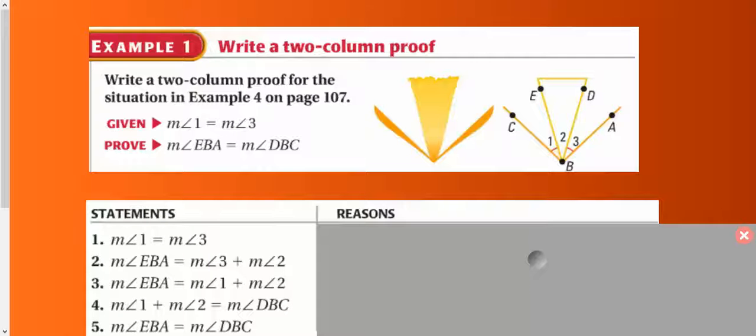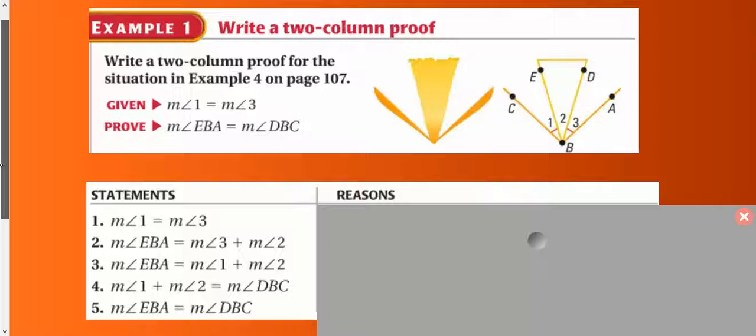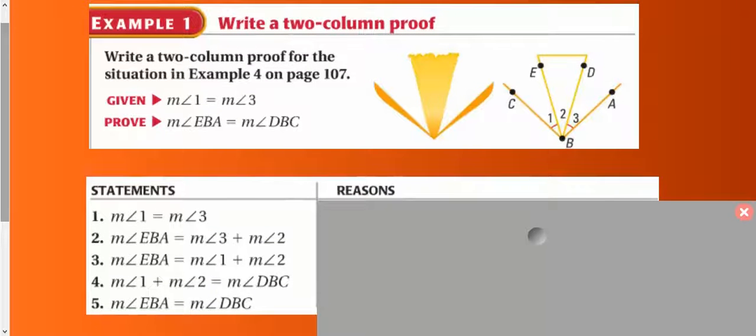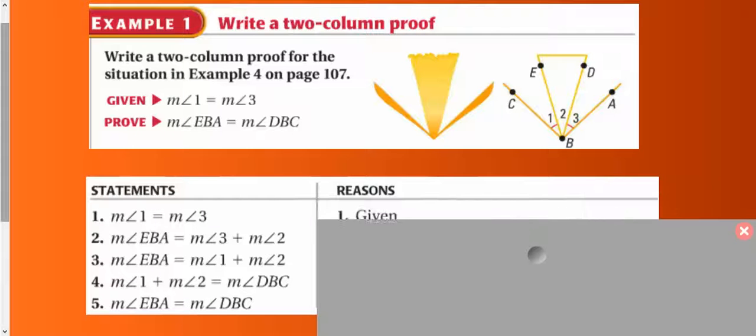So here's an example of a two-column proof, and the reason why I'm choosing this one is because it's one that we've already seen. You're going to put your statements on the left, the reasons on the right, and number them so they match up. 1, and then we're going to put 1 over here.